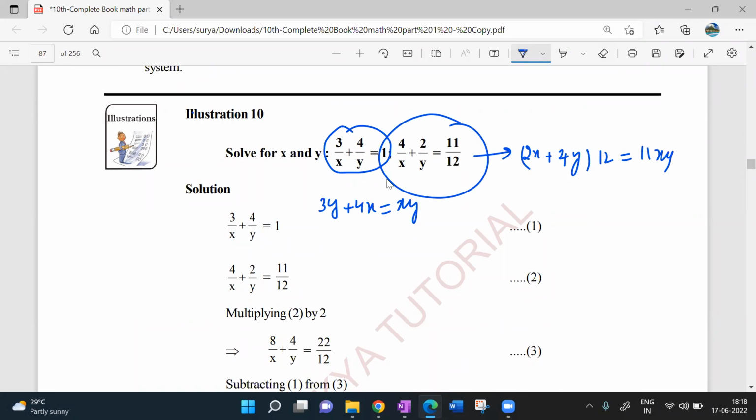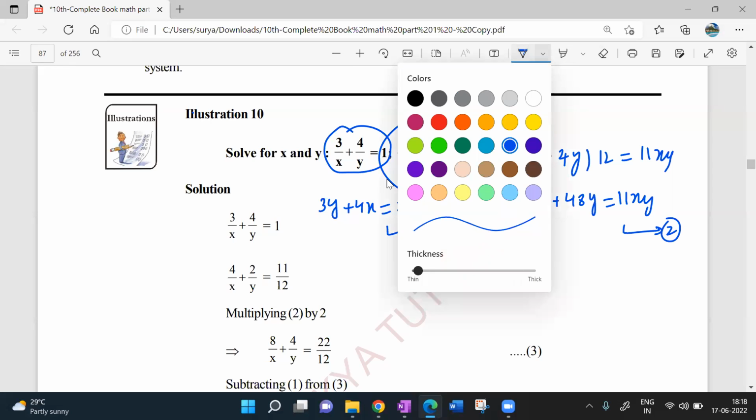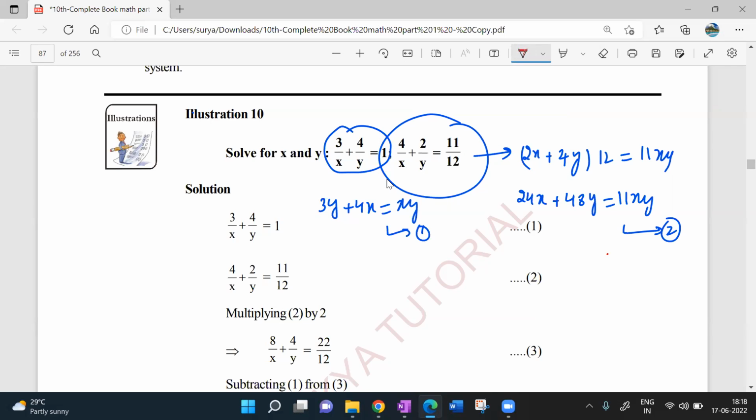I just cross multiplied this into this. After doing that, this 12 I'm multiplying directly. Hope you understood how I wrote that step. Now 24x plus 48y minus 11xy, you write it. This is second. This is the first one. So now the first equation and second equation we got perfect. Here we have 24x, here we have 4x. So the first equation I need to multiply with 6.